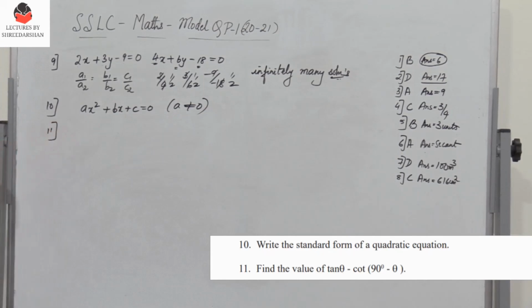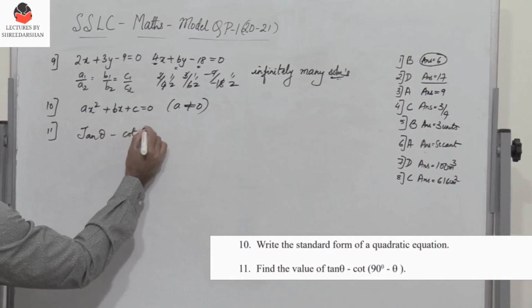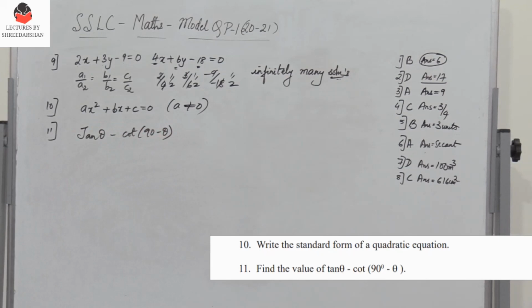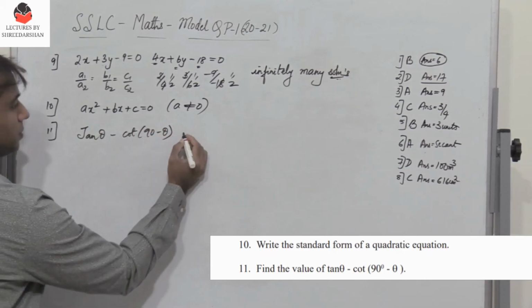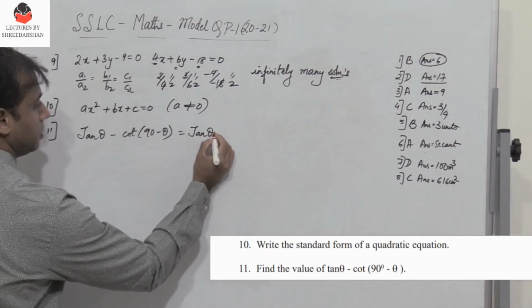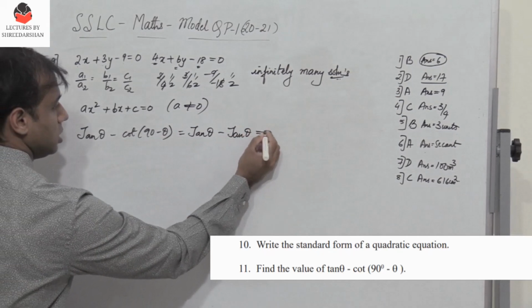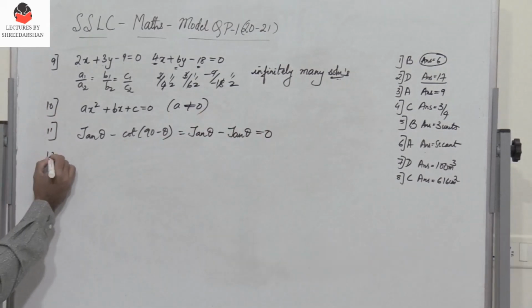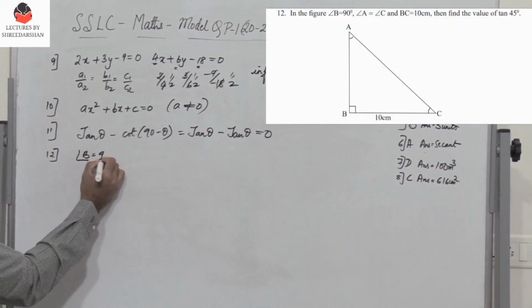Find the value of tan theta minus cot 90 minus theta. So this is a very simple one. So we know that cot 90 minus theta is tan theta. So I have tan theta minus, so this is nothing but again tan theta, which is equal to 0. So the answer is 0. Very simple. 12th one, given in the figure angle B is 90 degrees.